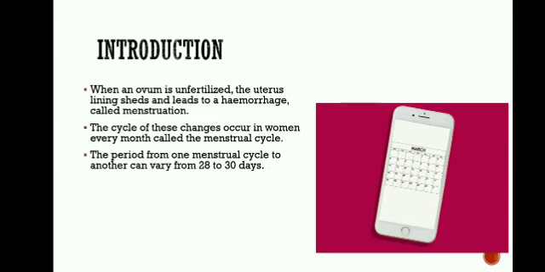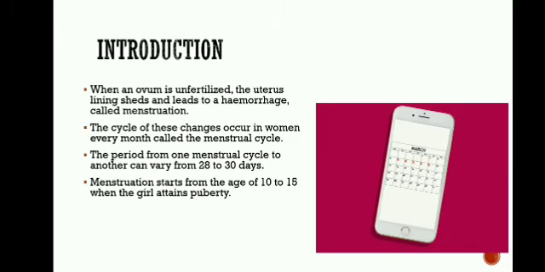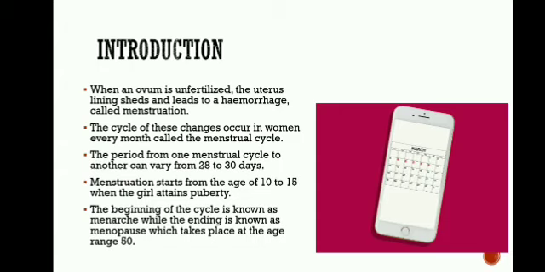The period from one menstrual cycle to another can vary from 28 to 30 days. The menstruation starts from the age of 10 to 15 when the girl attains puberty. The beginning of the cycle is known as menarche, while the ending is known as menopause, which takes place at the age range of 50.